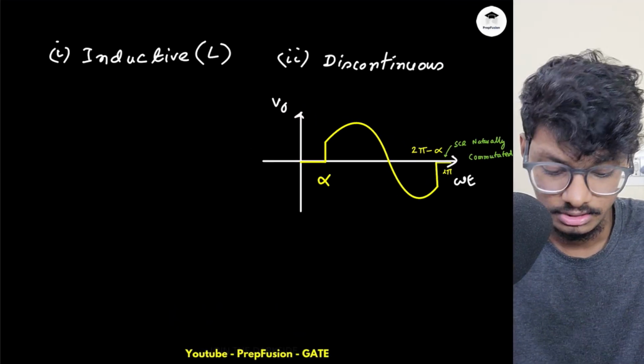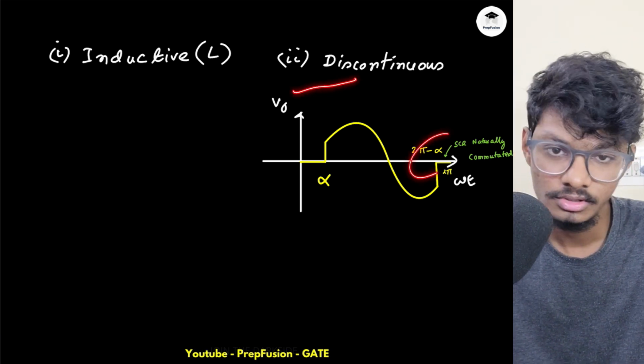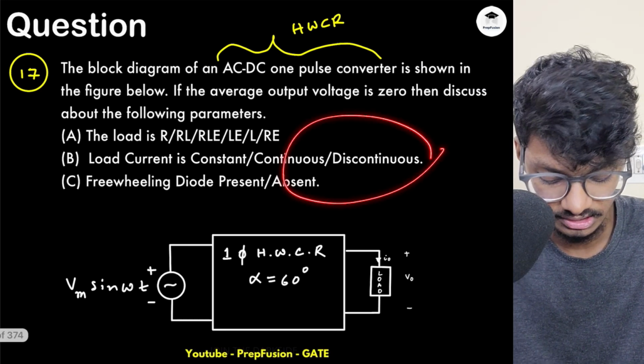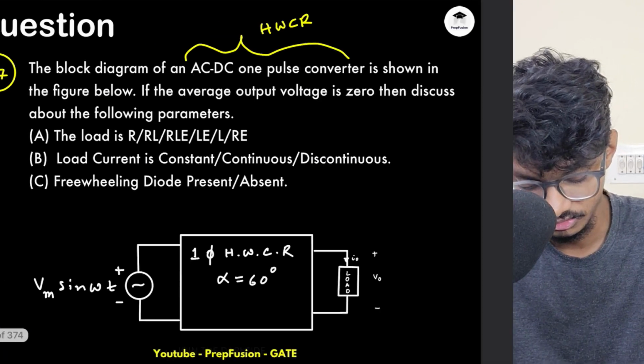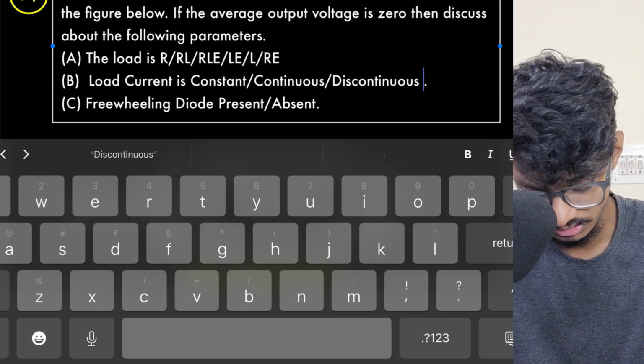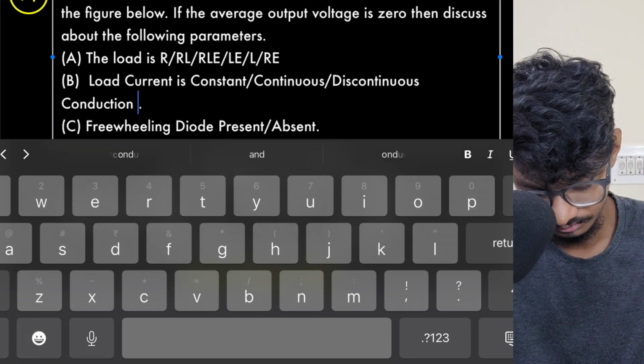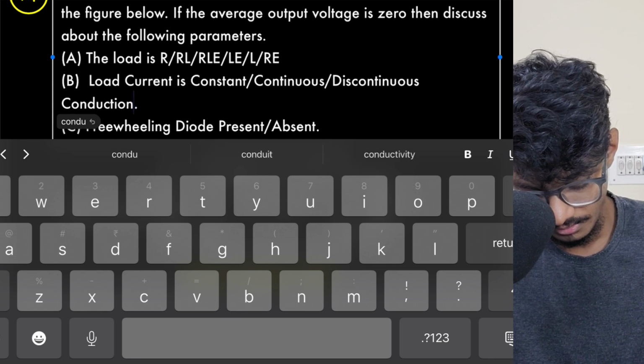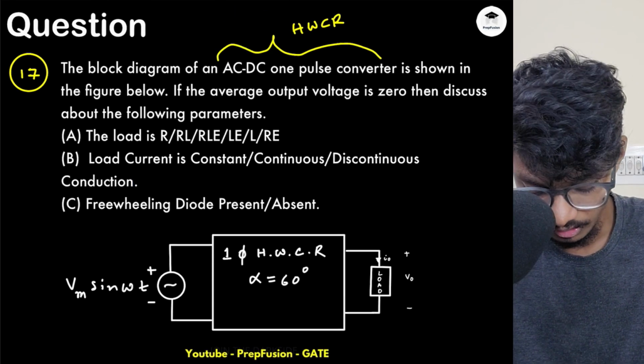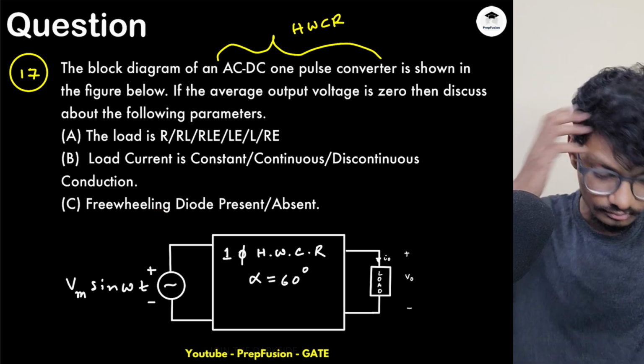SCR turned off. So if SCR is turning off, obviously the current is 0. That means it is not continuous conduction, it is discontinuous conduction. So I should write here discontinuous conduction, right? Now next, freewheeling diode present or absent.